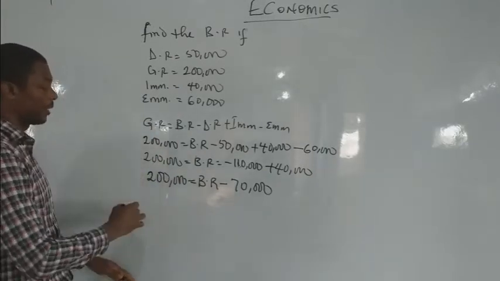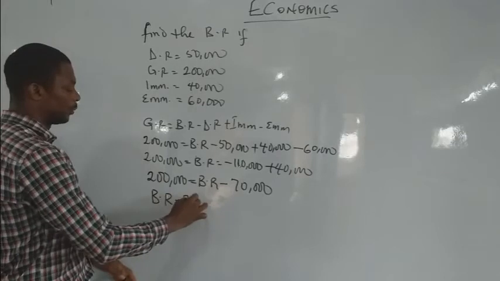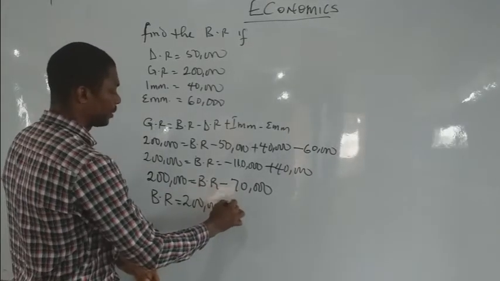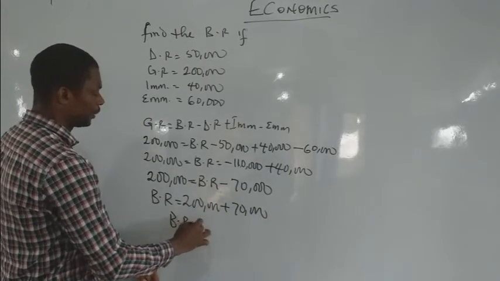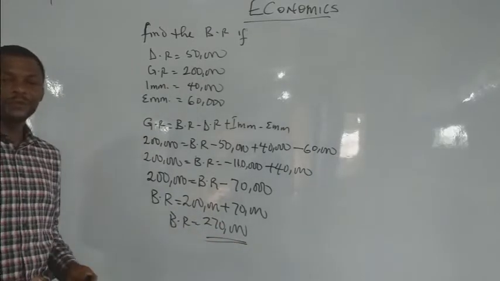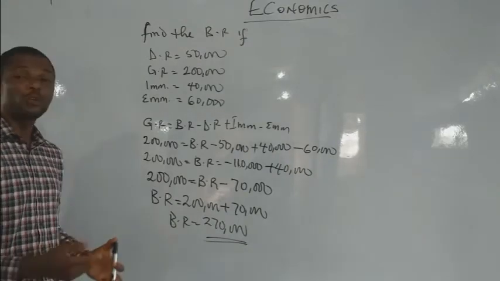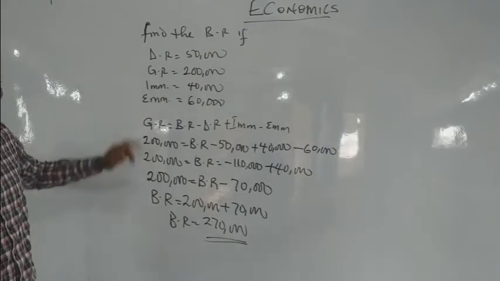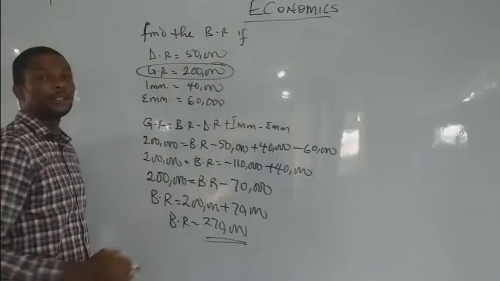So this term comes over here. What do you have then? Your birth rate will now be 200,000, and my negative sign changes to a positive sign, plus 70,000. So our birth rate is 270,000. Very simple. If you want to check whether your answer is correct, see if it gives us the growth rate value. Let's do it together and see if it gives me 200,000.